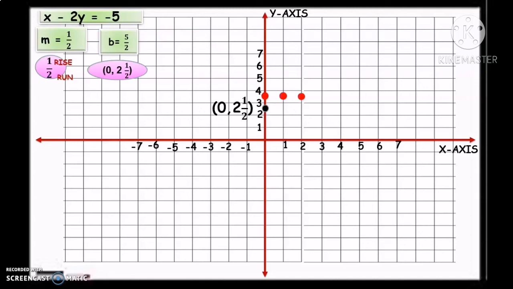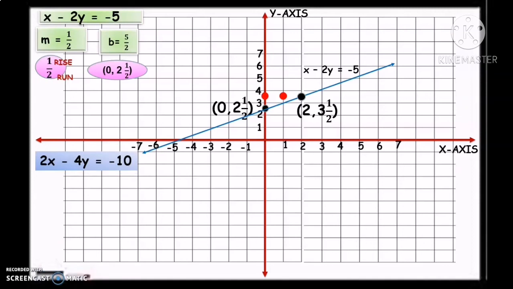1, 2. 4/2 po yan, ha? And the exact location is, ito, nasa 2. Ang x-coordinate natin is 2. And ang y-coordinate natin is 3 and 1/2. Yan. Then, connect. Name it as x minus 2y equals negative 5. Proceed tayo, equation 2. Ang slope nito is 1/2. So, yan ang rise and run.